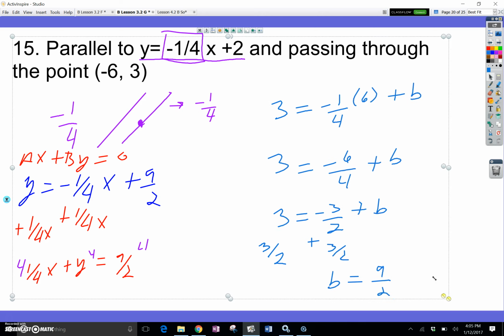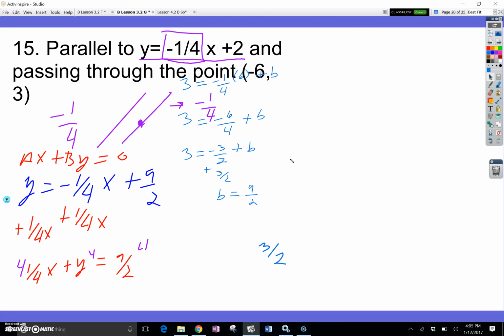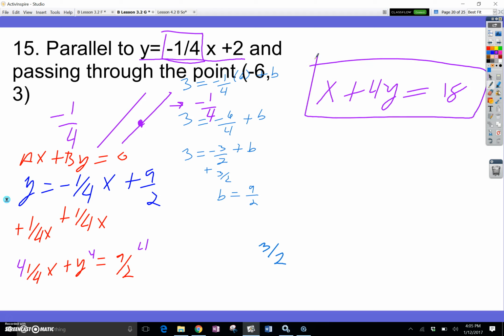That'll give me now as a final answer, I'm going to write it over here. X plus 4y equals 18. And I just got that by distributing the 4 to each term. This is your final answer written in standard form.